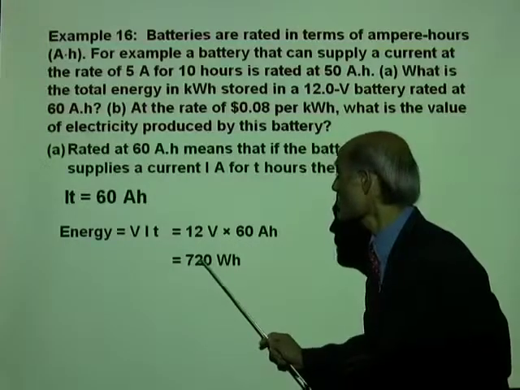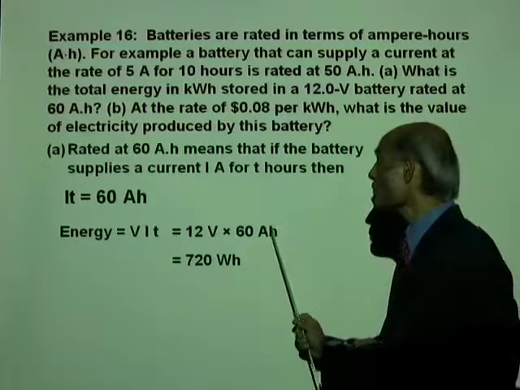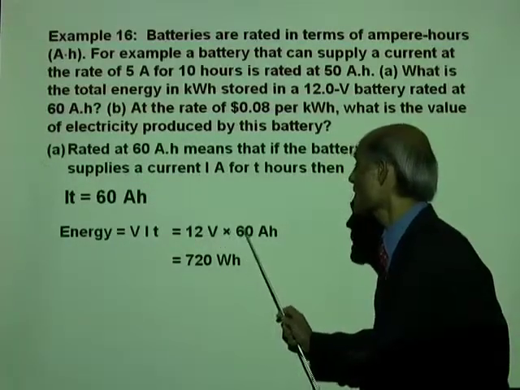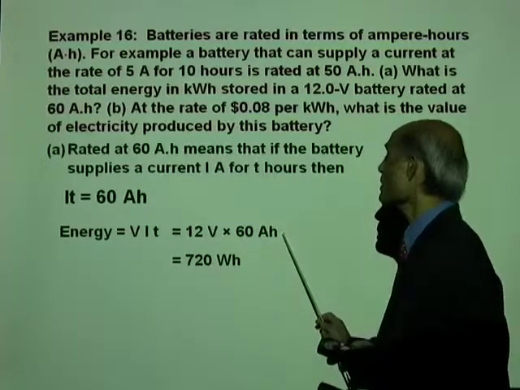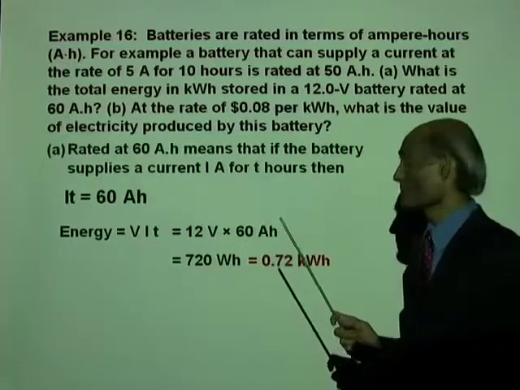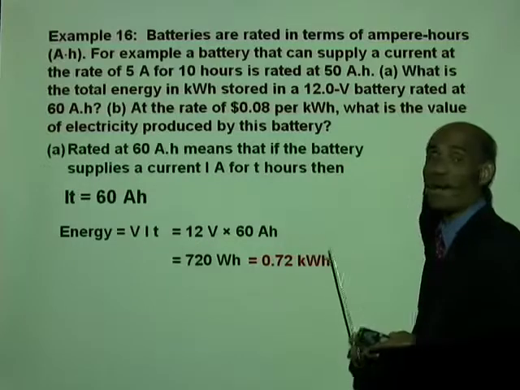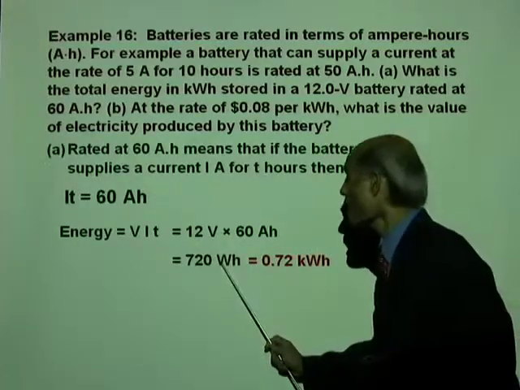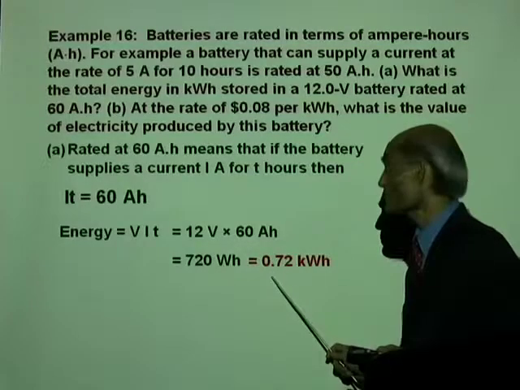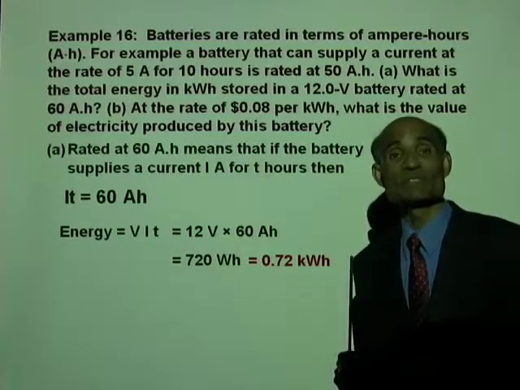That will be 720 watt hour. In other words, you can see, use the unit correctly. 12 volt times 60 ampere hour will be 720 watt hour. And that will be 0.72 kilowatt hour. You see that? Watt hour becomes kilowatt hour by dividing by 1000. And a kilowatt hour is a commercial unit.